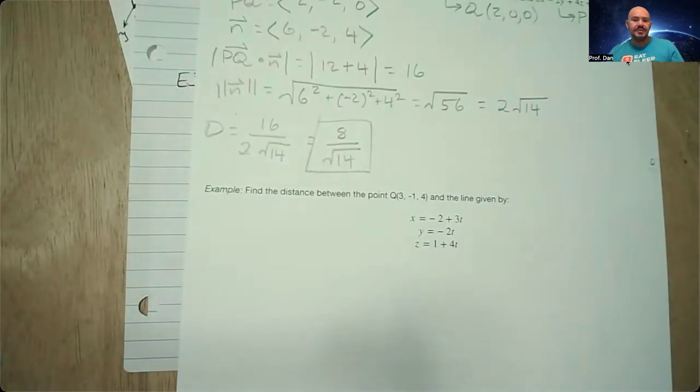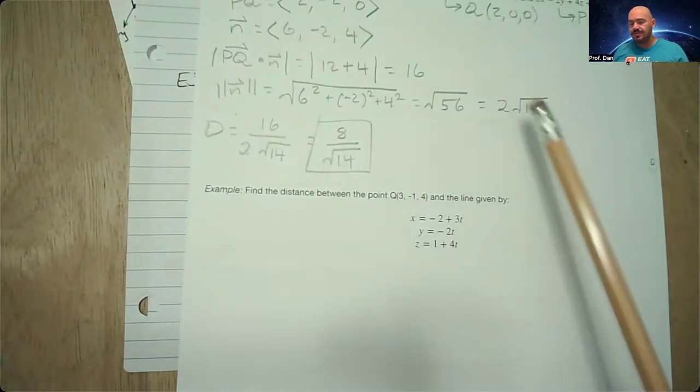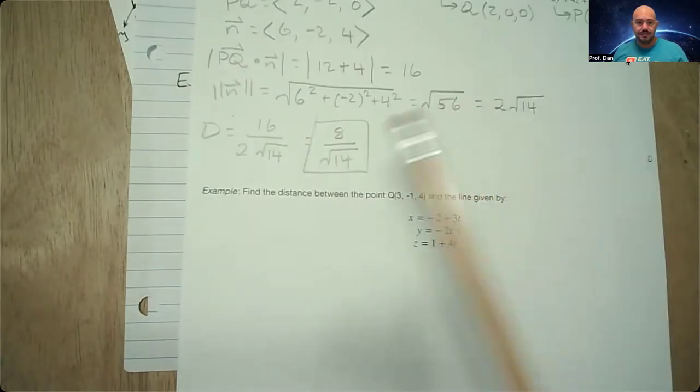And again, on a scientific calculator, you wouldn't actually have to reduce it like this. You could type 16 over square root 56 in and get a decimal value.